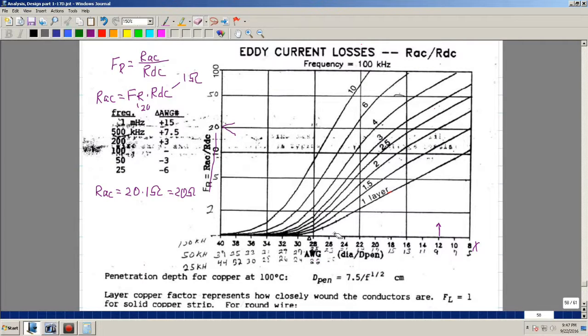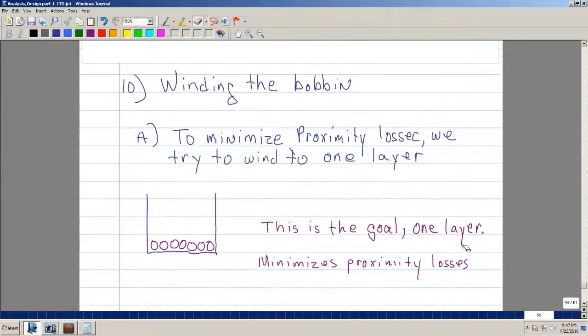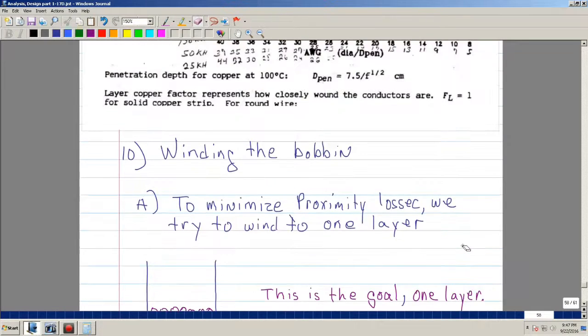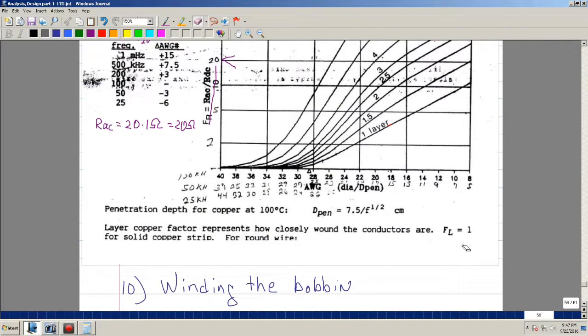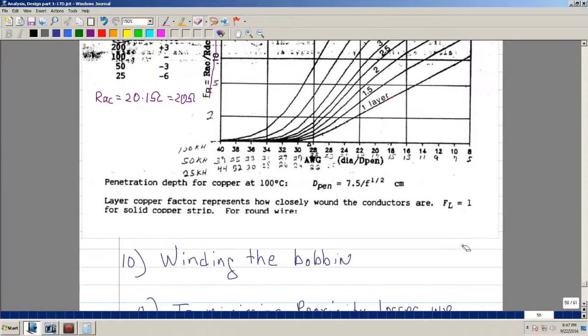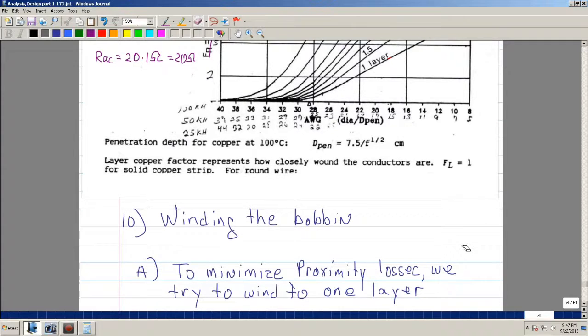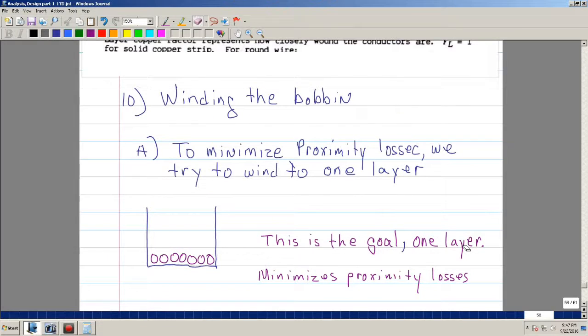Okay, so let's give you an example. We'll do an example, but let me go ahead and talk a little bit about the bobbin because they're interrelated. Very important. Okay. Number 10. These are kind of like guidelines. Again, winding your bobbin. Your bobbin is typically going to look something like that.